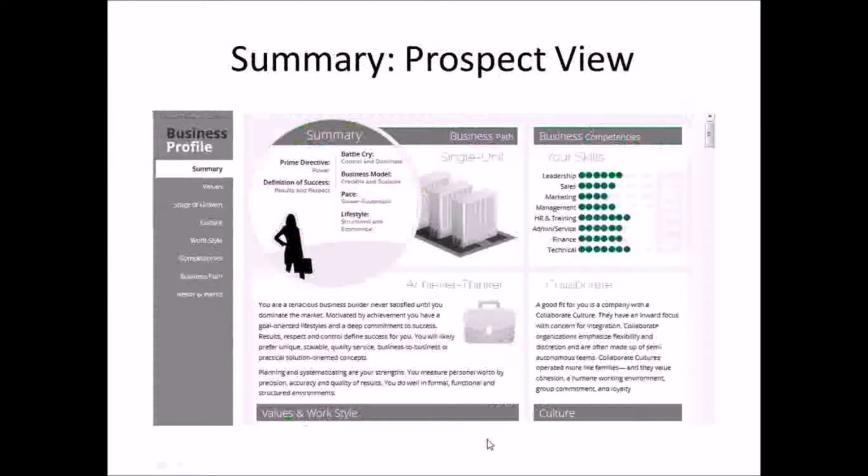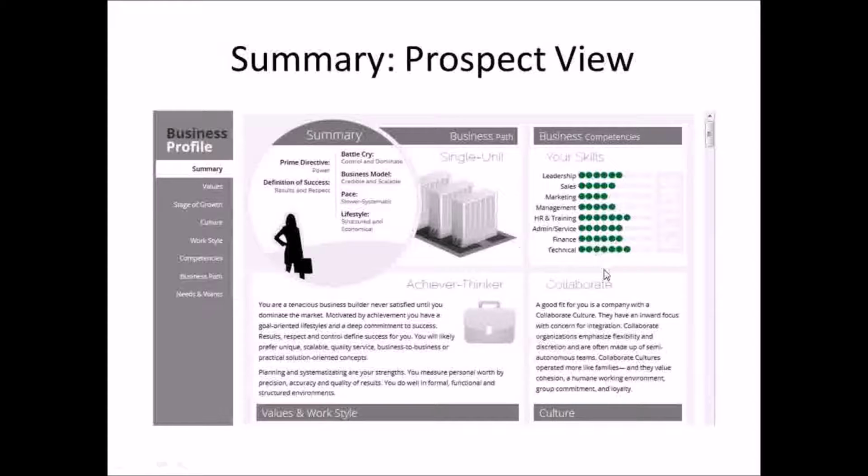We'll probably cover more of this next week, but I wanted you to see that there's this quick summary, and then it tells them what their business path is. In this case, this is an individual that's a single unit operator. It tells them what their values are and what their work style is, in this case, an achiever, thinker, what their best fit is as it relates to a culture or a company, and then their 8 core competencies.